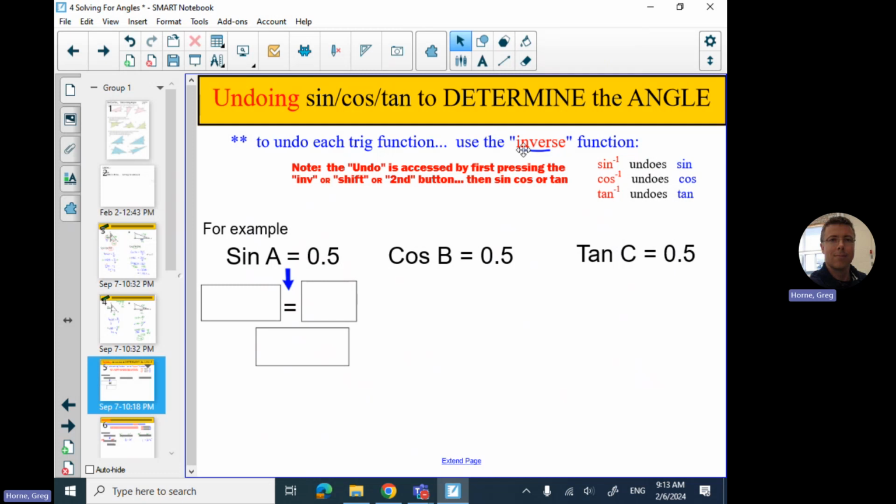So the undo process on your calculator can have 3 different words I've seen that describe it. Some say INV for inverse. So you hit inverse and then sine would change to be sine -1. Right? So if you did INV sine, then it's the same as sine inverse. Or you do shift and sine, or you do second and sine.